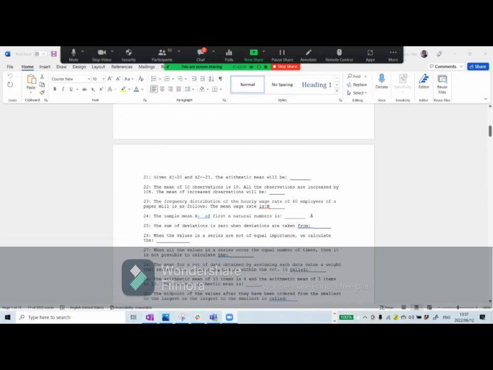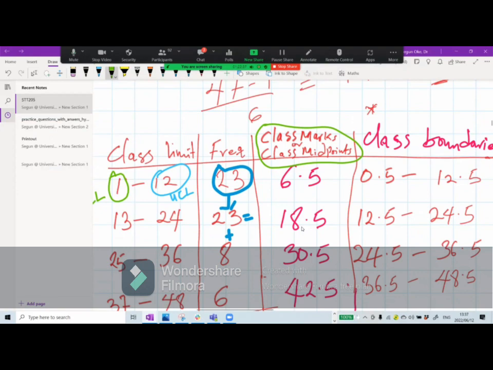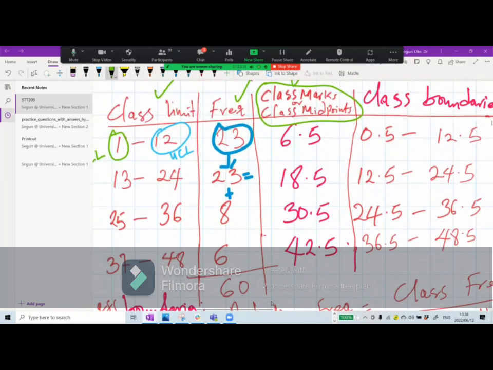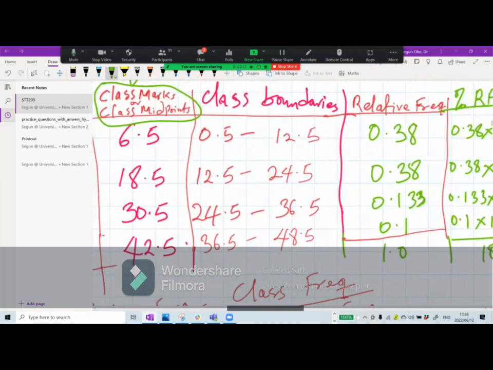Let me share this. Can you see my screen now? In this case, we have class limits. Our class limit is here. We all know the way we range it. Our frequency is here, that is the number that occurs within that interval. Our class mark is here: add 1 plus 12, 13, divided by 2. That gives you the class mark or class midpoint. I just reminded us how we check our class boundary.